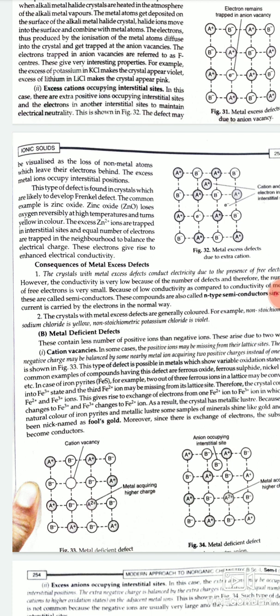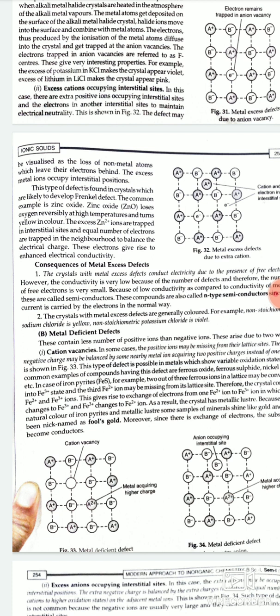Now next topic is consequences of metal excess defect. First, the crystals with metal excess defects conduct electricity due to the presence of free electrons. However, the conductivity is very low because the number of defects, and therefore the number of free electrons, is very small. Because of low conductivity as compared to the conductivity of metals, these are called semiconductors. These compounds are also called n-type semiconductors since current is carried by the electrons in the normal way.